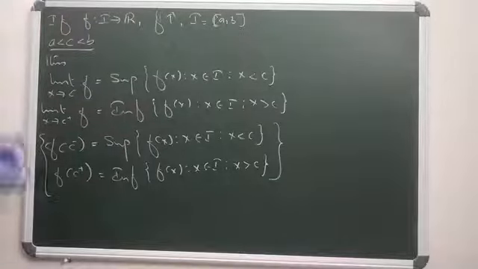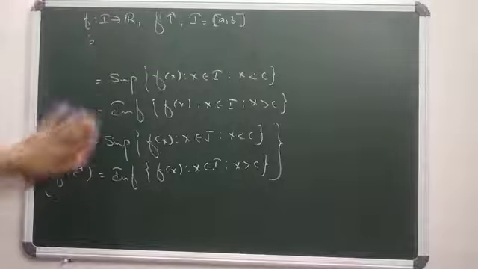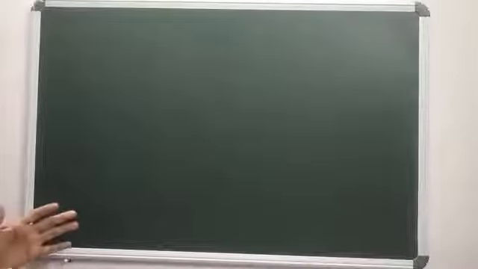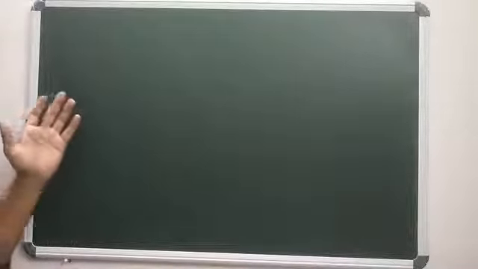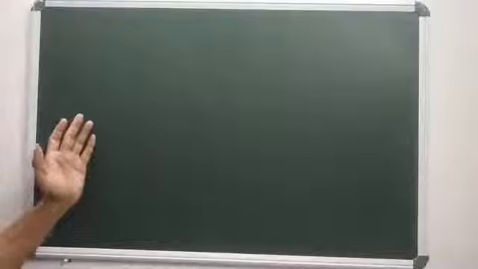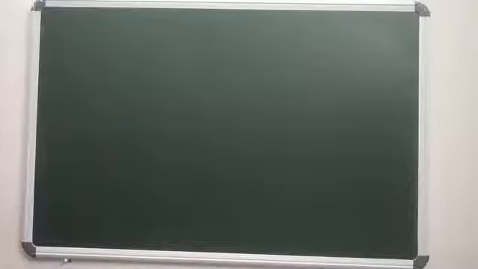Agree? Now there is an equivalent result: when f is continuous at c, then the limit as x tends to c− of f(x) is the same as the limit as x tends to c+ of f, and its supremum value as well. So these are the three equivalent results.